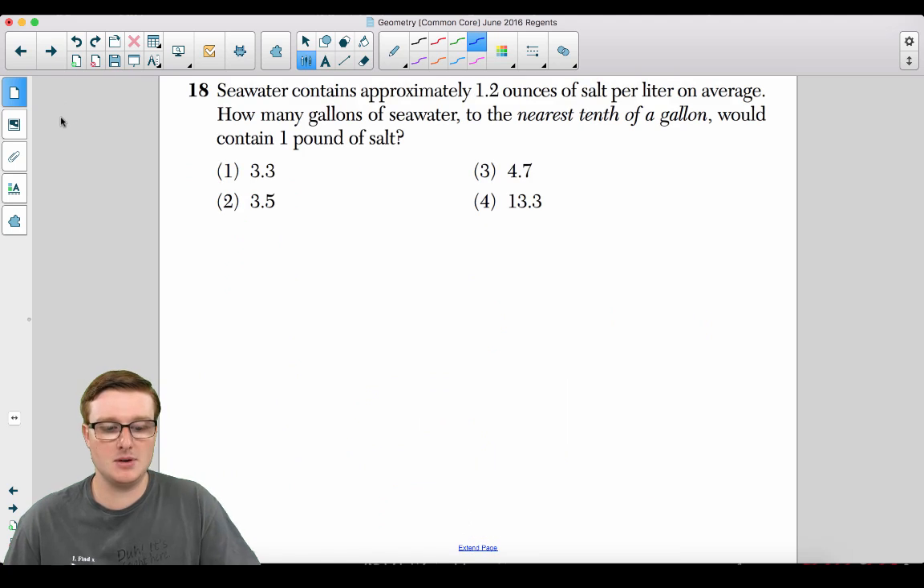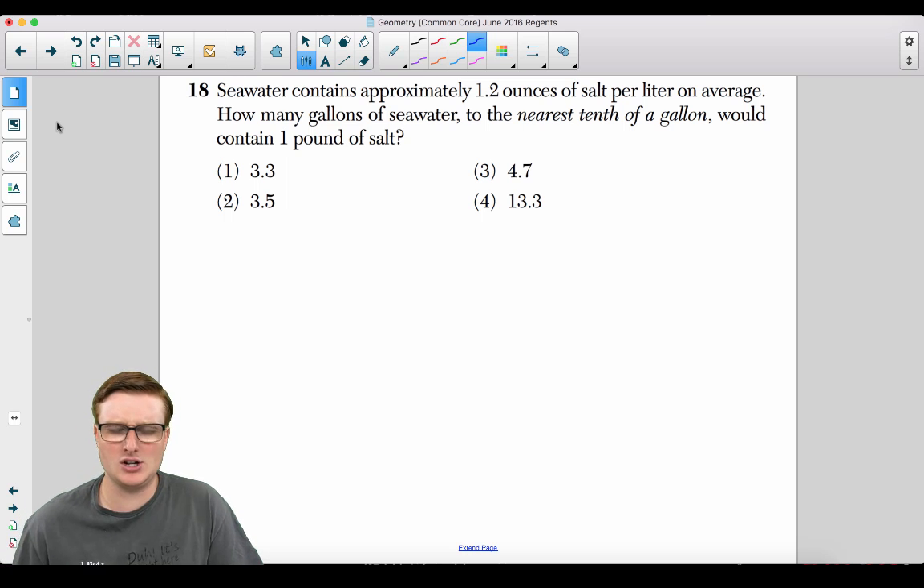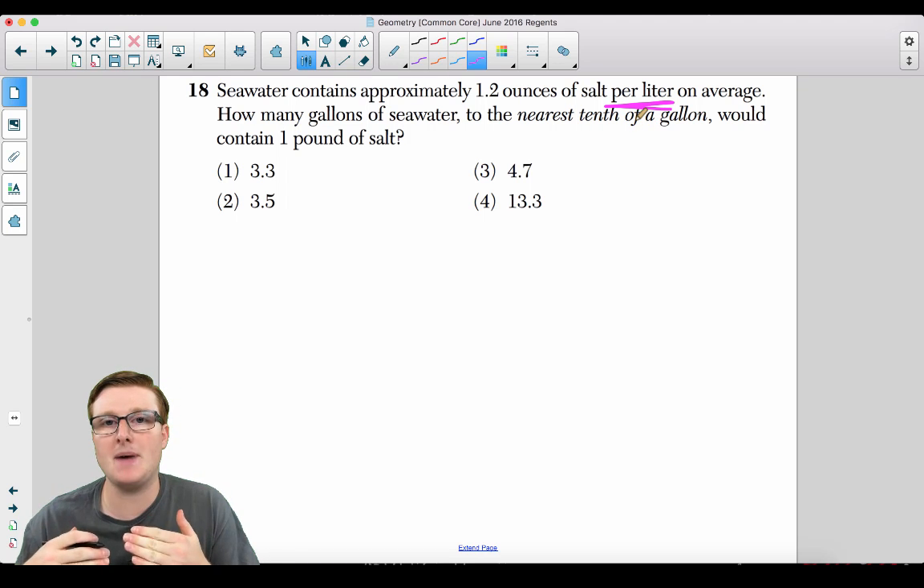All right. Number 18. Seawater contains approximately 1.2 ounces of salt per liter on average. How many gallons of seawater to the nearest tenth of a gallon would contain 1 pound of salt? Man, this was some interesting question. So, what you had to do is you had to first convert the 1 liter. You had to convert because it's saying per liter on average. You wanted to convert 1 liter into pounds, okay? Because we want it in pounds.